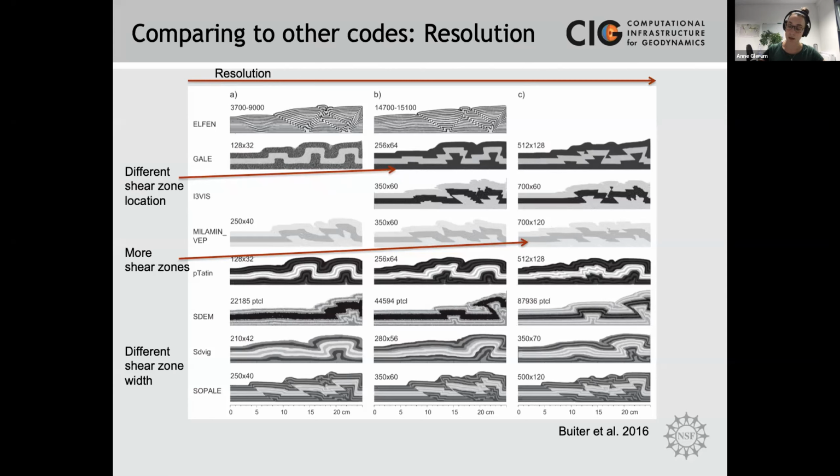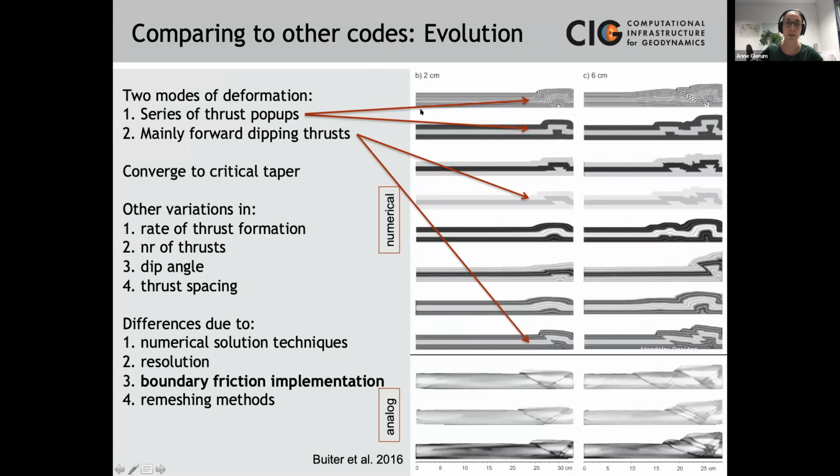However, we can also look at the evolution of the model over time. So this time the first column is a snapshot at 2 centimeters, the second column at 6 centimeters, and then each row is again a different code or a different analog lab here at the bottom. And then the main difference in evolution is that there are actually two modes of deformation. One is a series of thrust pop-ups, like for example here in the top row, and the other shows mainly forward dipping thrust, like here.